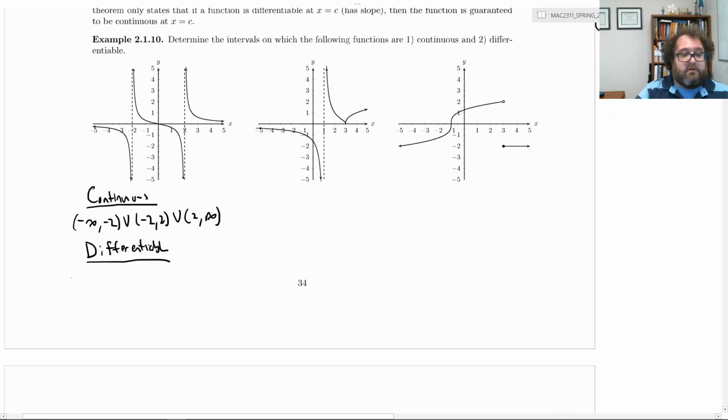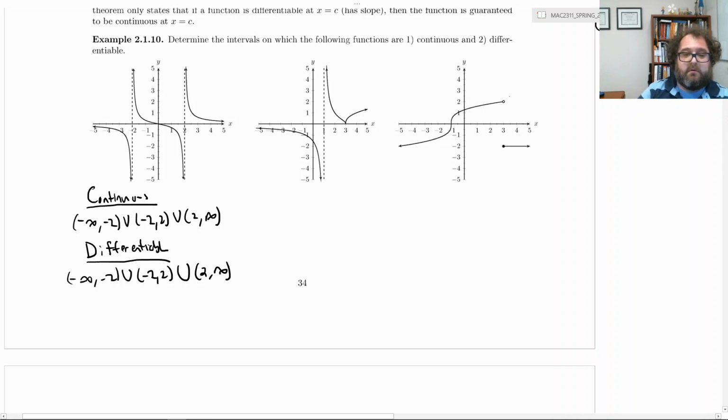It's differentiable over the exact same domain, all real numbers, except -2 and +2. Okay?